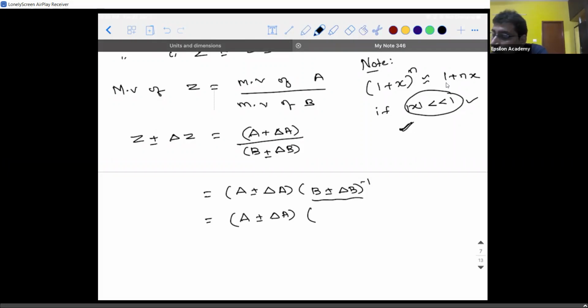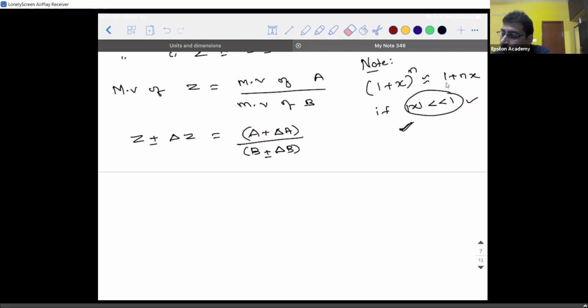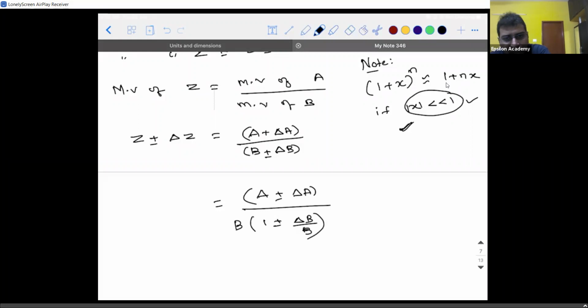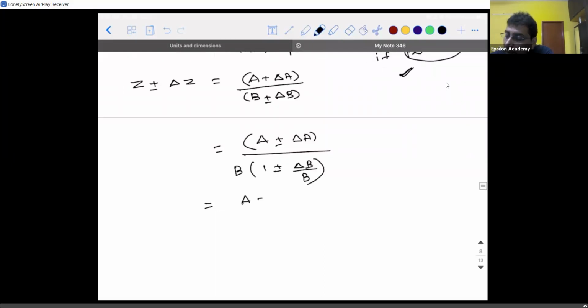So what you can do is, in order to make things simple for you guys, I'll do one thing. So a plus or minus delta a, can I take b out from the denominator? Can I write this as 1 plus or minus delta b divided by b? This also makes sense. It's easier. Now what I will do is, a plus or minus delta a divided by b into (1 plus or minus delta b divided by b) the whole power minus 1. Guys, accepted?